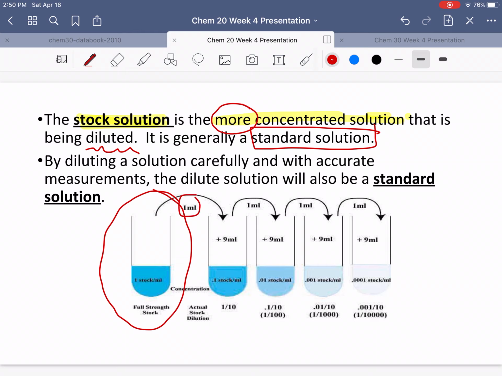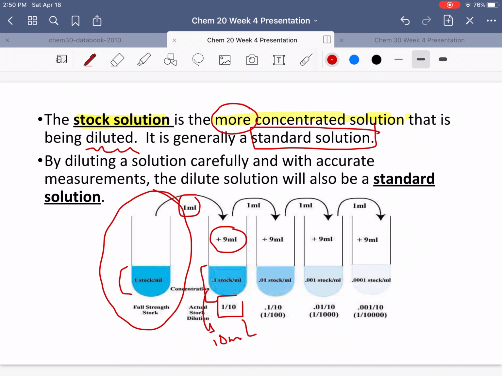Let's take 1 mil, for example, and then we put it into a new test tube. And with that new test tube, we add an extra 9 mils. So that means that in total in here, there'd be 10 mils, which is the same as what we had here. But it's been diluted because we only used 1/10 of the original.